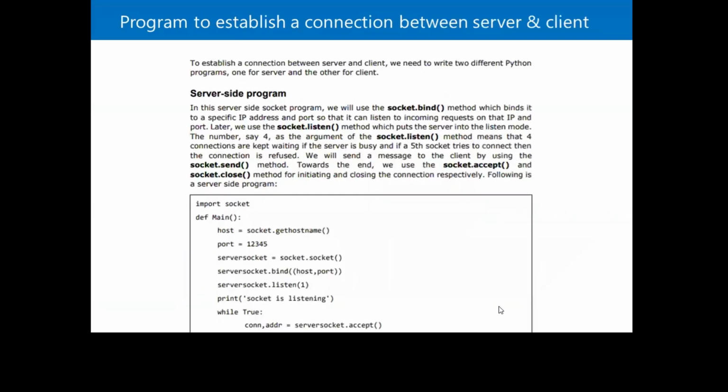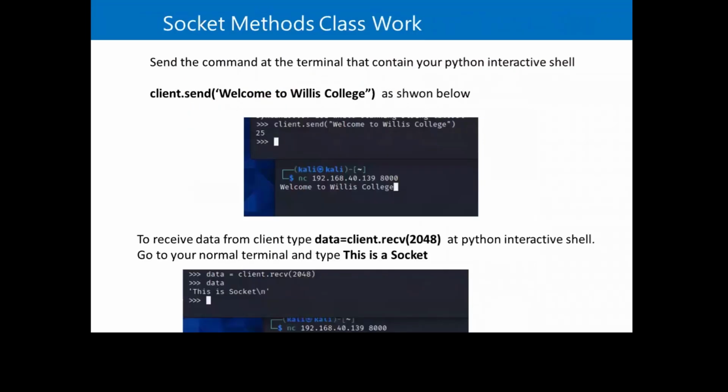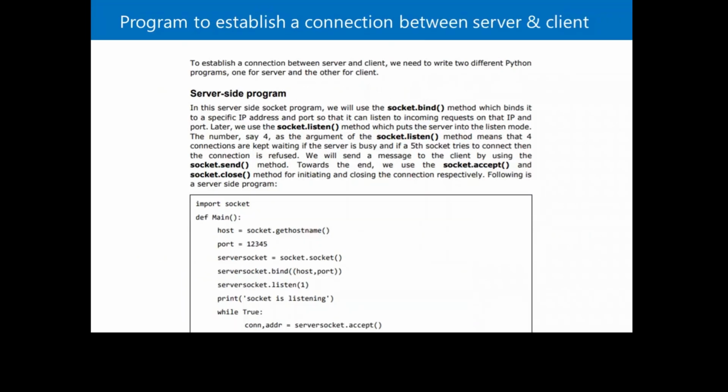So you can create a server-side program to establish a connection between the server and clients. So what we did, we were able to do that. This is another example, you can try this and also make sure that as classwork, as your lab work. Let me explain the server-side program. For us to create a connection between server and client, we need to write two different Python programs, one for the server and the other for the client. So it's very, very important.